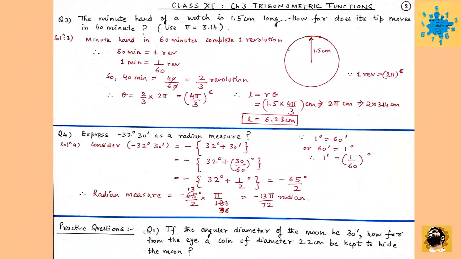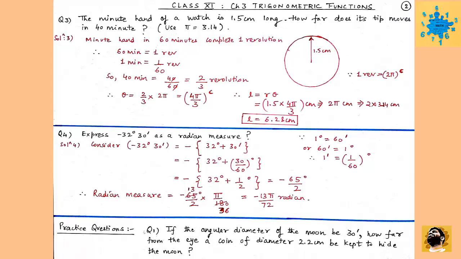And now our third question for today is, the minute hand of a watch is 1.5 centimeter long. How far does its tip move in 40 minutes? Here use pi is equal to 3.14. According to our question, the minute hand of the watch is 1.5 centimeter, so as you can see on your screen, I have drawn a circle in which the minute hand is 1.5 centimeter.